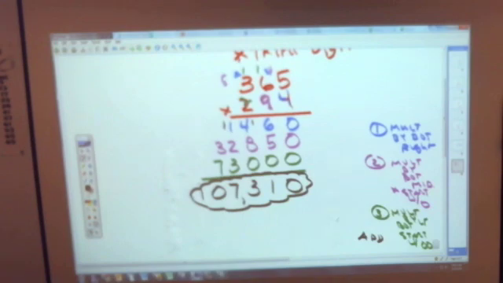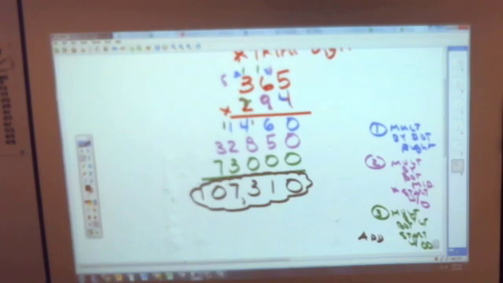One way to check your work really would be to flip the numbers over and multiply again and see if you get the same answer. That's about the only check for it. Put the 294 on top and the 365 on the bottom. There's not an easy check to it.